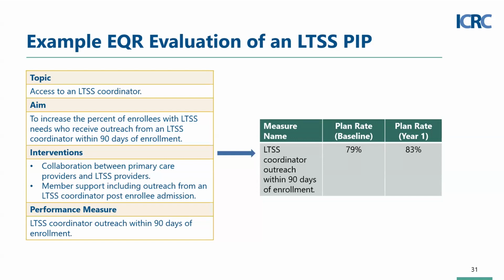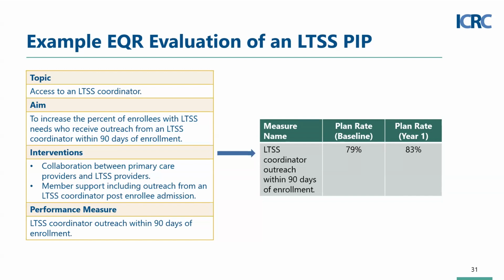This slide shows an example of an EQR evaluation of an LTSS PIP. The PIP aimed to increase the percent of enrollees with LTSS needs who receive outreach from an LTSS coordinator within 90 days of enrollment. As shown in the table to the right, the percentage of enrollees who received outreach from an LTSS coordinator increased from a baseline rate of 79% to 83%. States can use this or similar methods to evaluate their LTSS PIPs. Next, I'll turn it over to Emily to discuss behavioral health quality improvement.